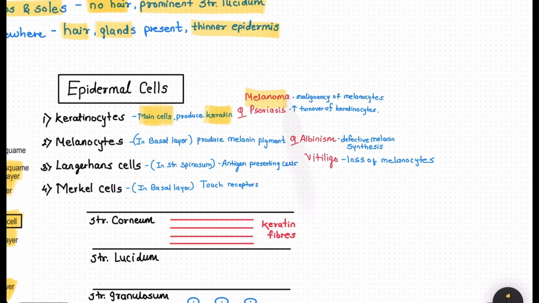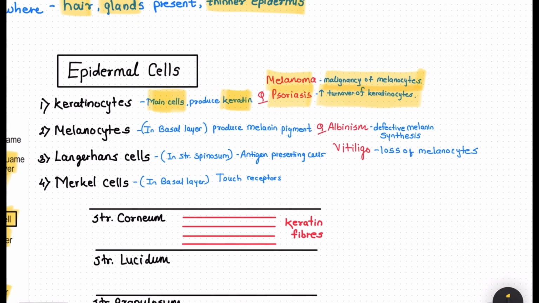Melanoma is malignancy of melanocytes. Then psoriasis में क्या होता है? There is increased turnover of keratinocytes. These things are important with respect to dermatology. It is also important for MCQ purposes.